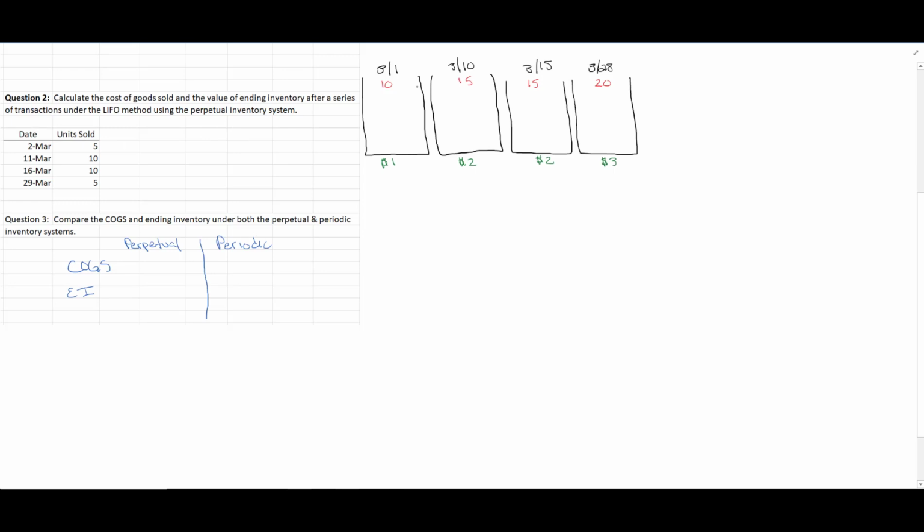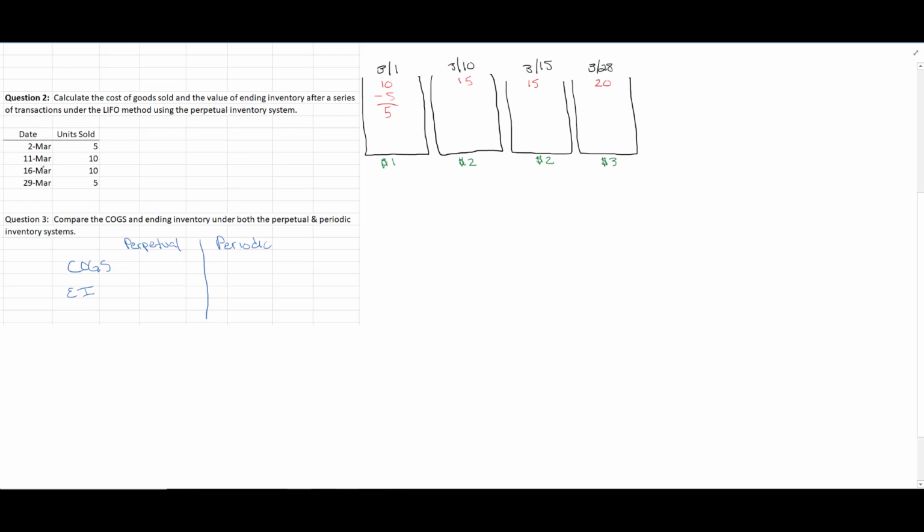March 2nd falls between this March 1st bucket and this March 10th bucket. So for the items sold on March 2nd, we start pulling from this March 1st bucket because we haven't actually purchased these yet. So we need to deduct out our 5 units from our March 1st bucket.